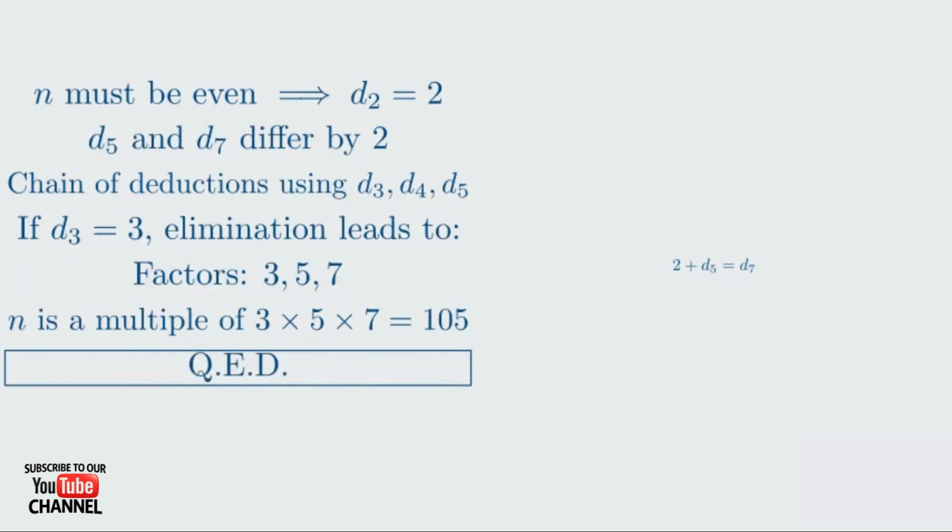And that concludes our look at the divisor sum monstrosity. We set out to prove that n is a multiple of 105, and by establishing the parity of the divisors and chaining logical deductions, we've shown exactly why that must be true.